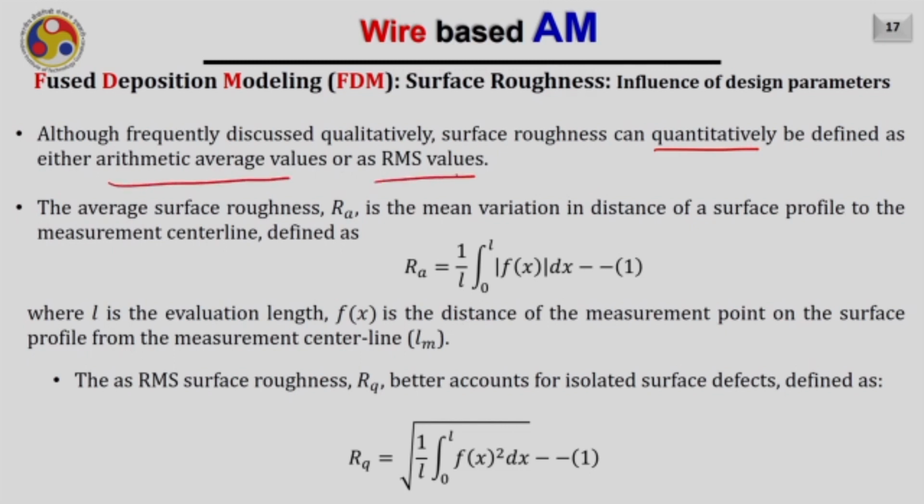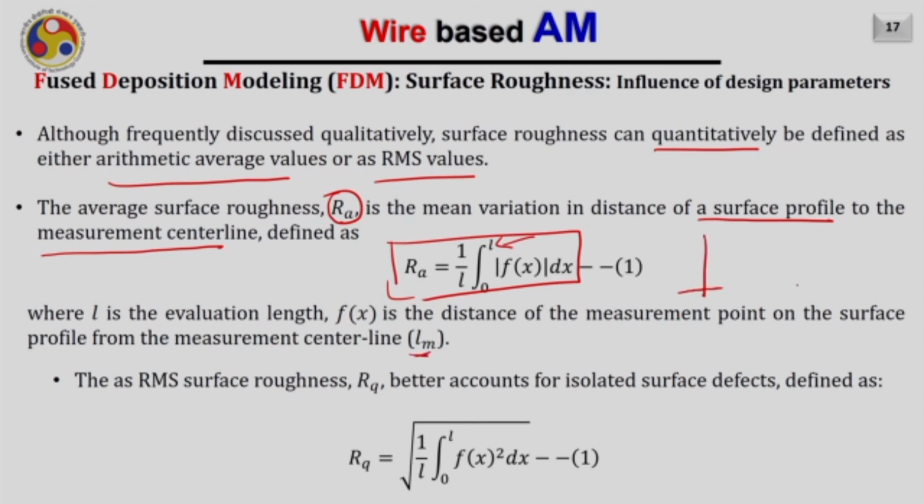Although frequently discussed qualitatively, the surface roughness can quantitatively be defined as either the arithmetic average value or RMS value. The average surface roughness RA is the mean variation in the distance of the surface profile to the measurement center line, which is defined like this, where L is nothing but the sample length or the evaluation length. Fx is the distance of the measured point on the surface profile from the measured center line LM.